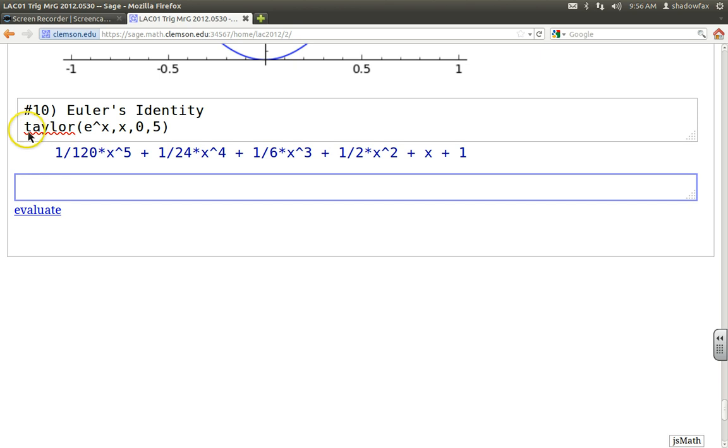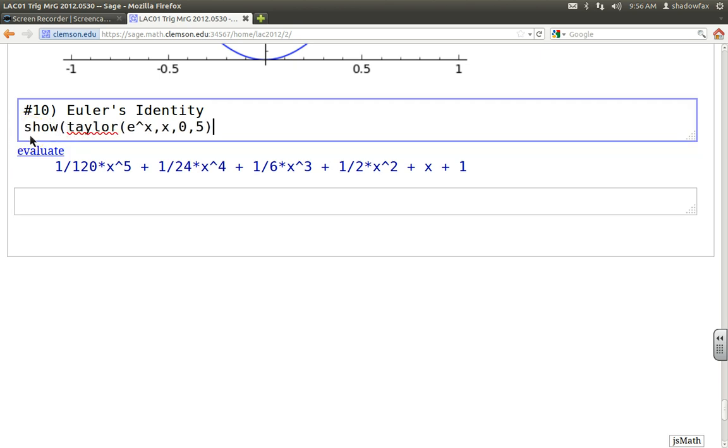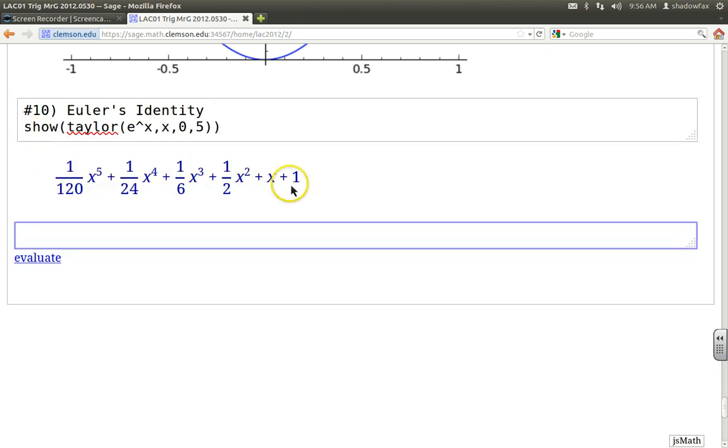Show it. It's the same thing, but show it. 1 plus x plus x squared over 2 factorial plus x cubed over 3 factorial plus x to the 4th over 4 factorial plus x to the 5th over 5 factorial. This should sound very familiar. Didn't we ever do the Maclaurin expansion for e to the x? There's a difference between doing it and learning it. It's doing it in standard polynomial descending order of degree. There might be a way to reverse that, but that's okay.